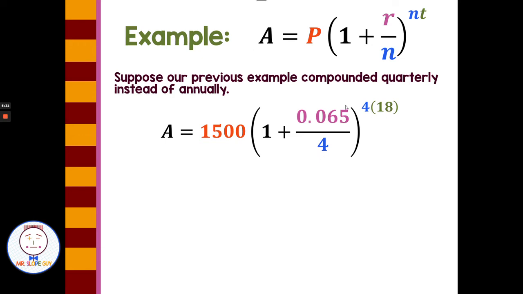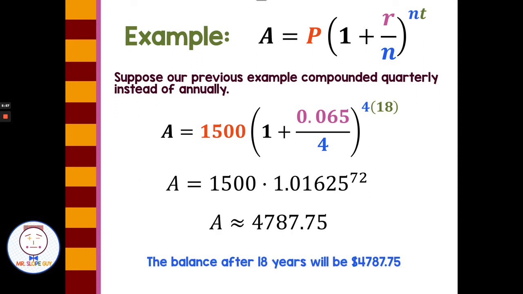So the percent is divided by 4, but the number of times it happens, or the frequency cycles, is multiplied by 4. So then we get 1.01625 to the 72nd power. And we put that in our calculator, 1.01625 to the 72nd power times 1,500. And we would get $4,787.75. So would you make more money if it was compounded 4 times a year than once a year?